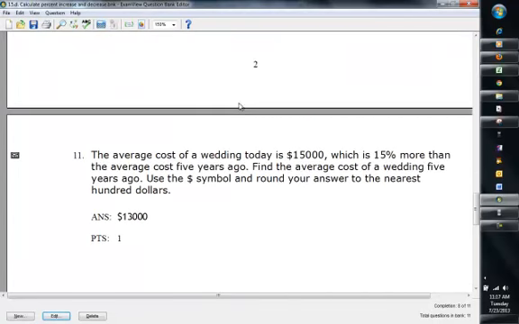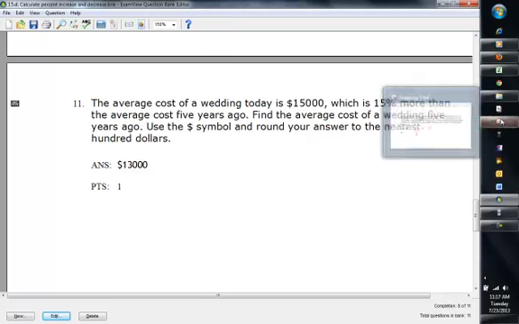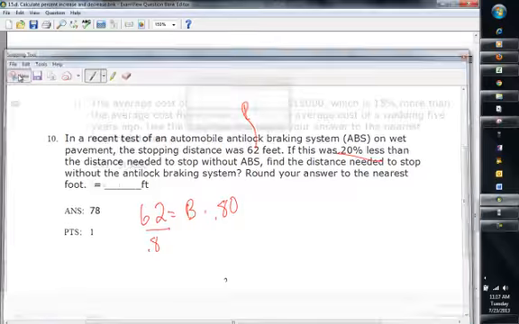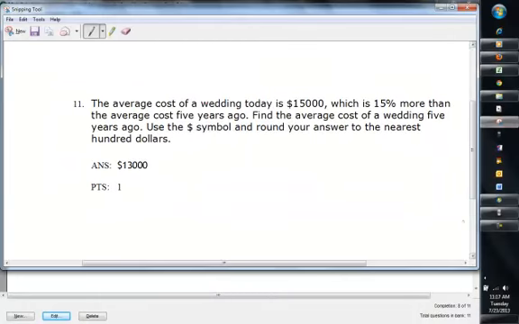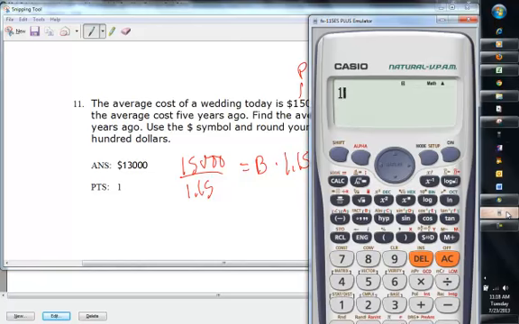Next one. The average cost of a wedding today is $15,000, which is 15% more than it was 5 years ago. Find the average cost 5 years ago, round to the nearest $100. So we take, this is the part, 15,000 is the base times 1.15, divide both sides by 1.15.